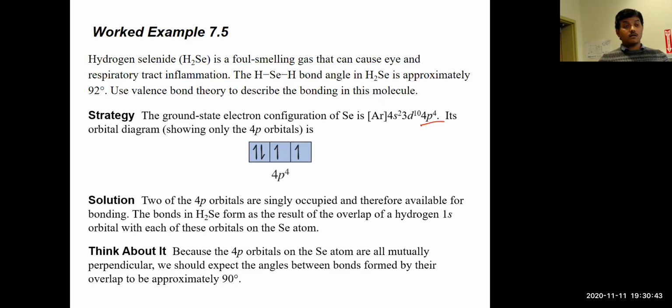Se-H bonds. The reason it has this approximately 90 degree angle is that the p orbitals are perpendicular to one another. As a result, the bond angle between those two is 90 degrees. That's how they have the approximately 90 degree bond angle between H and H in H2Se.